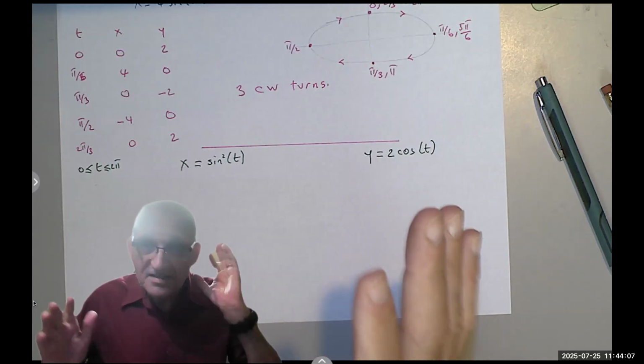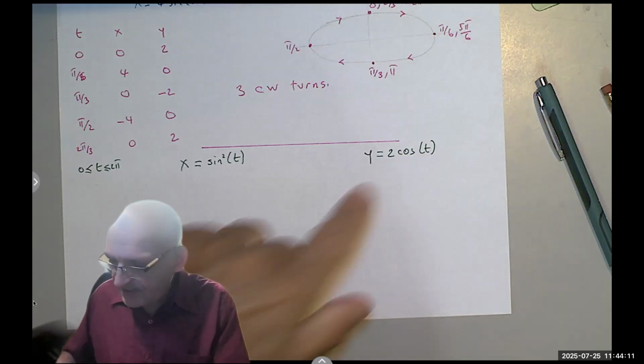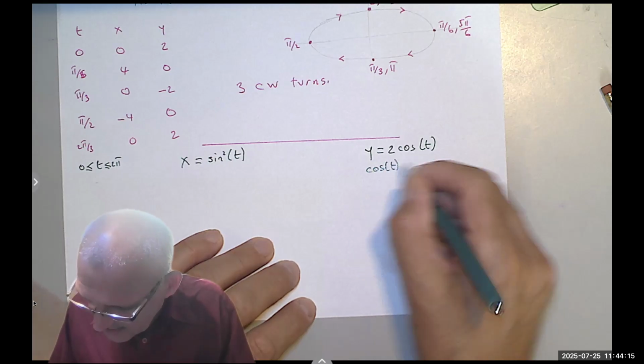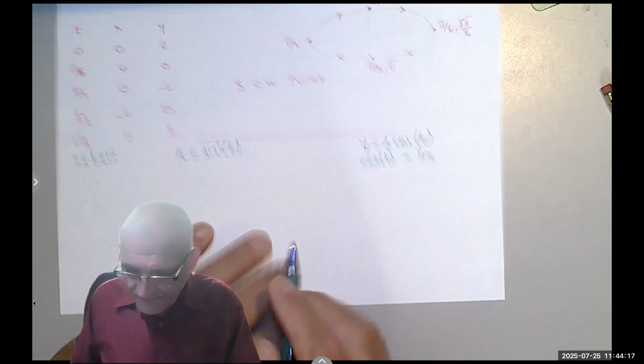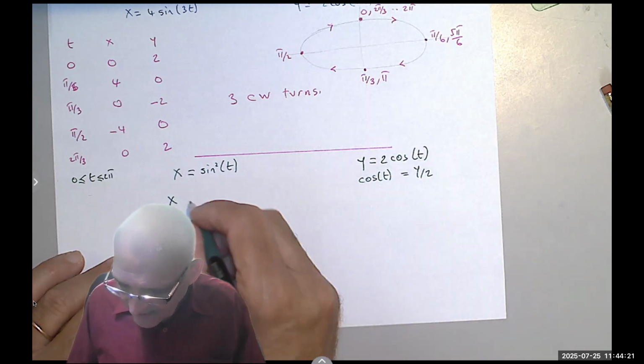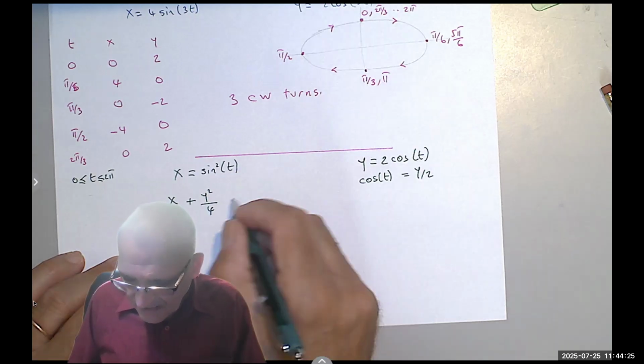Same concept. Sine square so far plus cosine square equals 1. I don't have cosine square, so I can say cosine of t equals y over 2. When I square that, it's x. When I square that, it's plus y square over 4 equals 1.